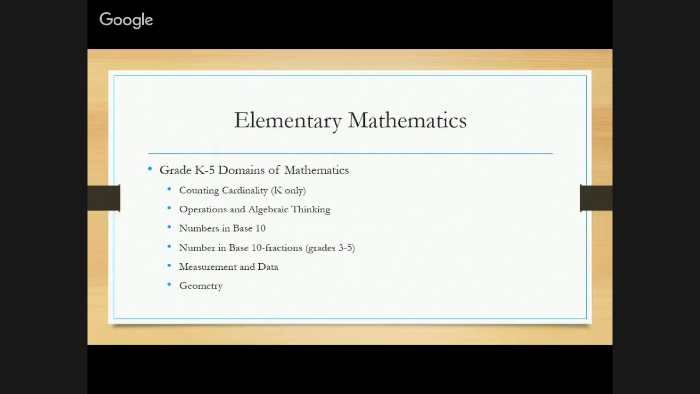Counting and cardinality is really just a kindergarten domain, and it's about counting and subitizing, which is like looking at a dice. The perfect example: we all know right away when we look at it, that's 5, that's 3, that's 6. That's actually a very important math skill that kids use with base 10 as they get into base 10 and using 10 streams, and it's an important elementary skill.